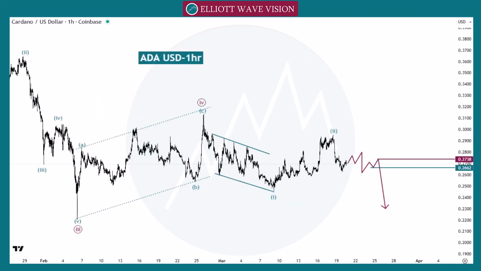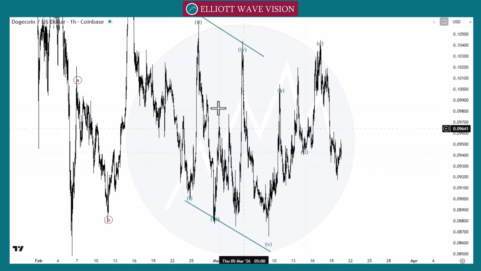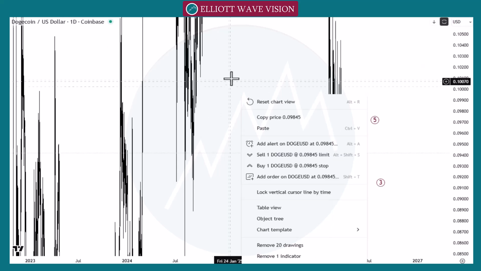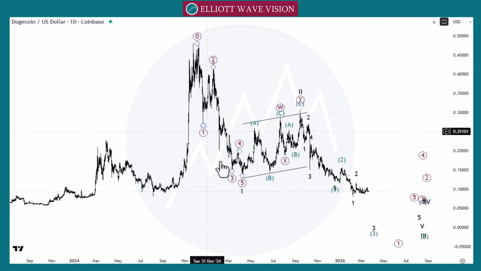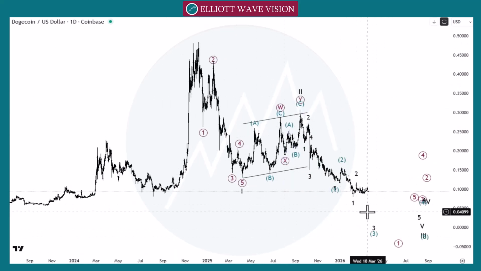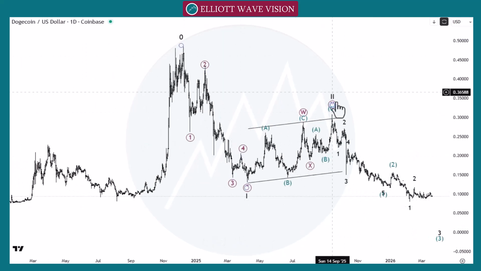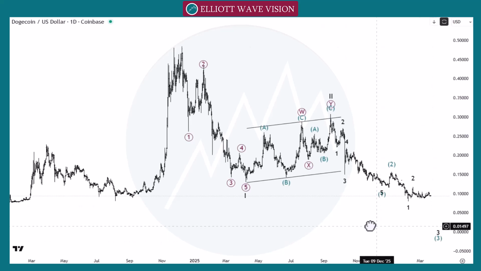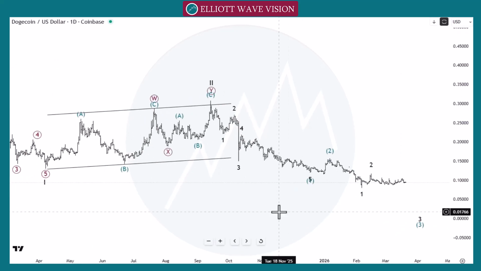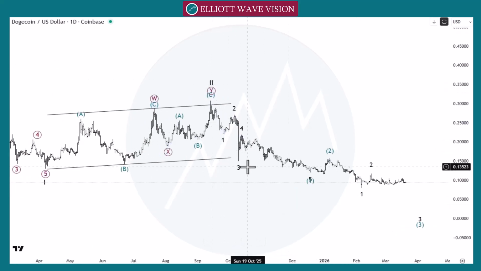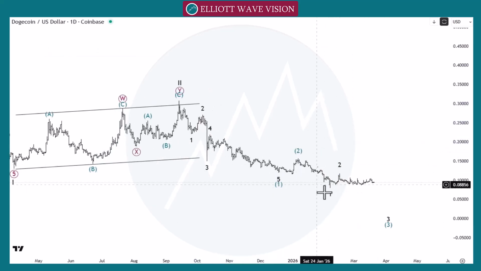So let's check our last pair, Dogecoin. In this pair, we count this structure as a wave 1, wave 2. Now we are looking for black wave 3, or we can count this move as a wave A, wave B, and wave C. In both cases, we are looking for the bearish move as a B and C, or as a 1, 2, and 3. So we count this structure after this black wave 2 as a black wave 1, 2, 3, 4, 5 of this green wave 1, then green wave 2. Now we are looking for this move as a black wave 1, black wave 2, and the inner count.